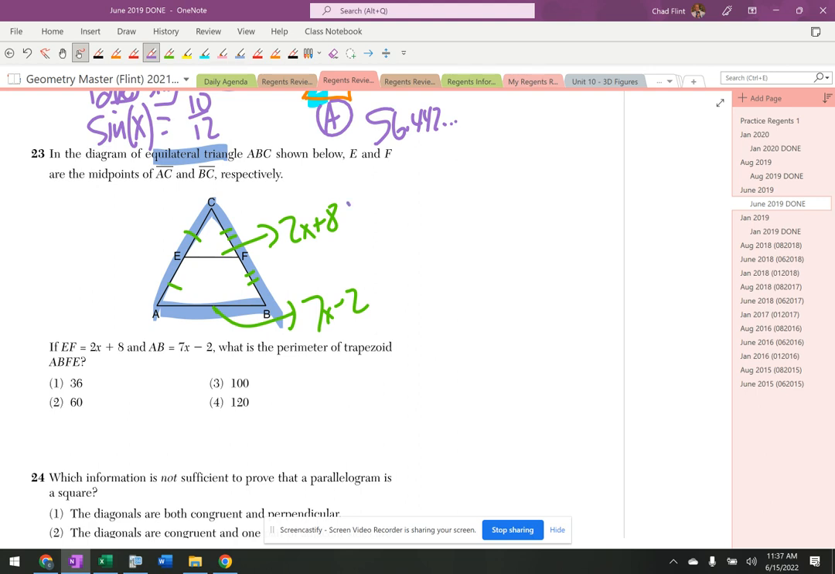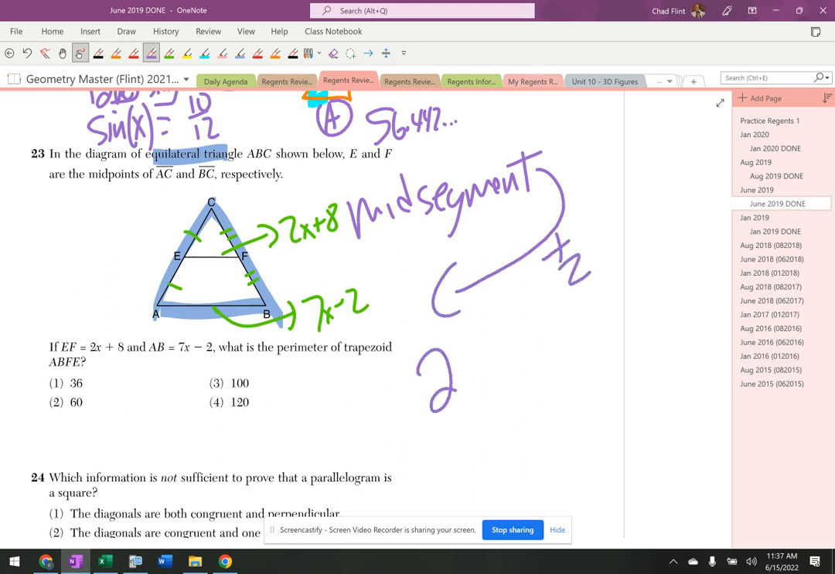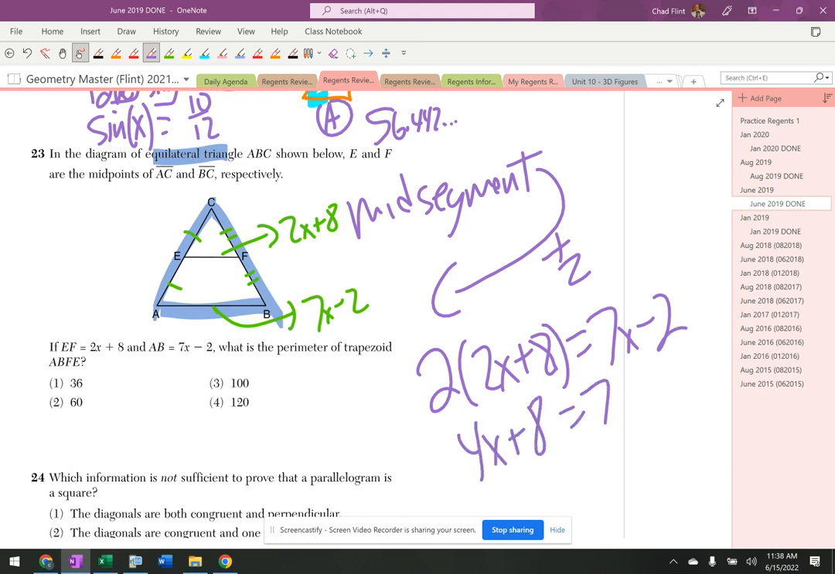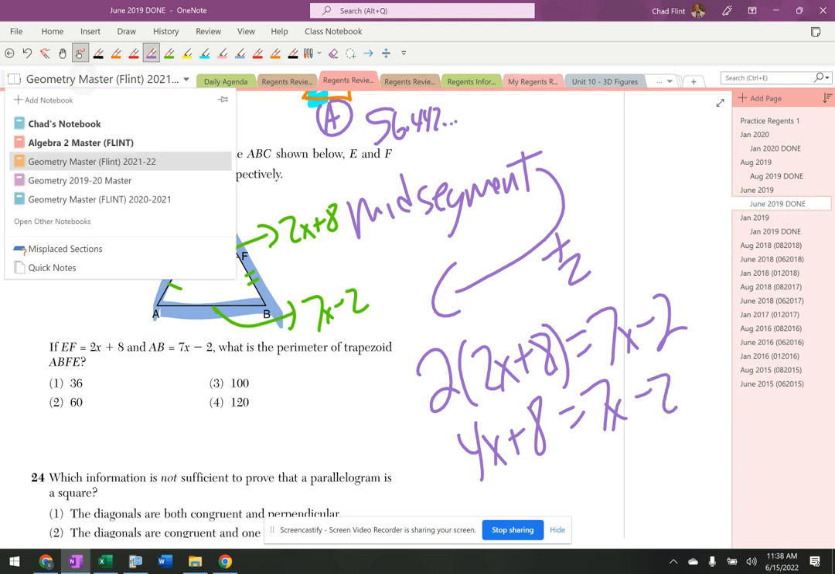Second thing is, this thing is called a mid-segment because it connects midpoints, and it means it's half of that. All right, half as long as the bottom. So that means it takes 2 of the 2x plus 8s to equal 1 7x minus 2. Very rarely do we have to do algebra, but here is one of the situations where we do.